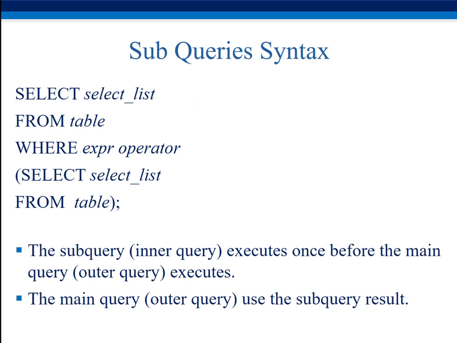Here is the syntax. Select, and then whatever your list is, from where it is, and then you have your expression. Then your second query is in parentheses. Then you're doing select, select list, from. Sort of like nested ifs or nested whiles in here. So the subquery, the inner query, is going to execute once before the main query, the outer query, executes. So it's kind of backwards. Just remember the inner query executes before the outer query.